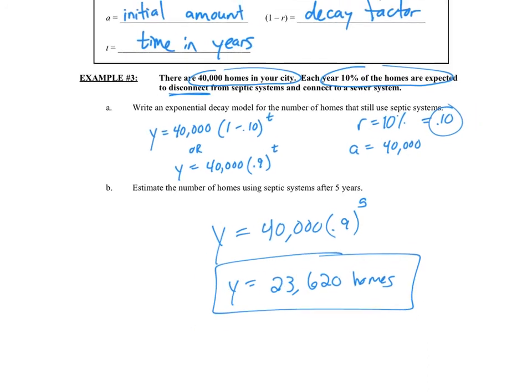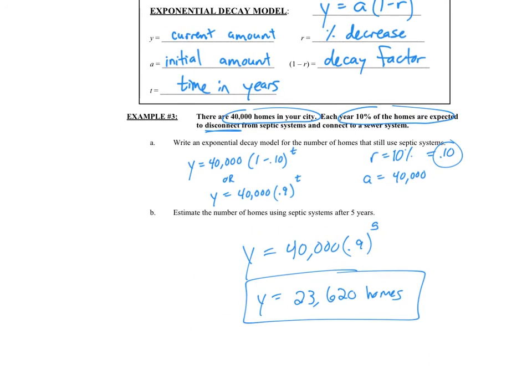Right, and that's how growth and decay models work. They're going to go down really fast and then flatten out. So if we graphed it, it would look something like this. Down fast and then flatten out. That's what your decay model will look like.